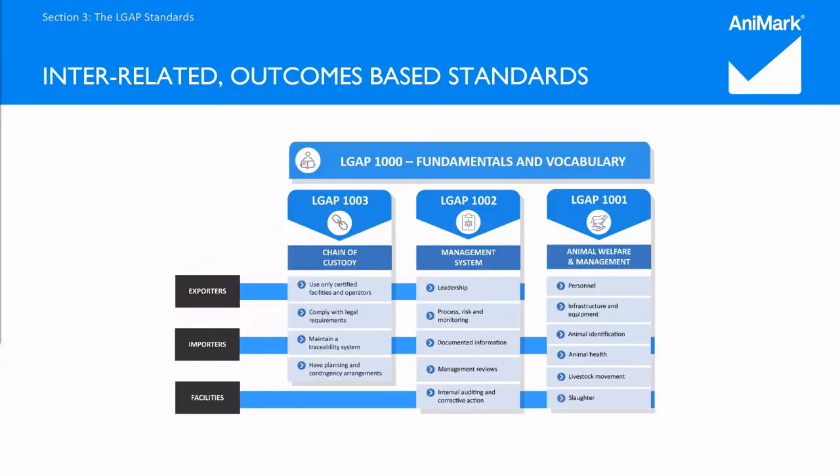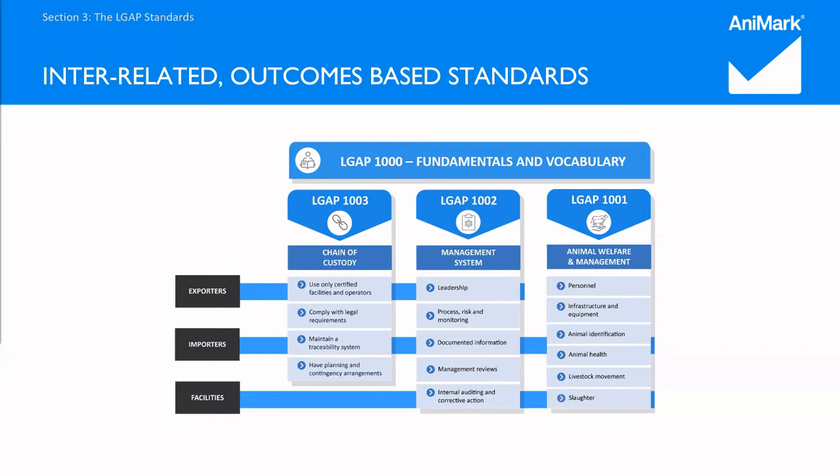The 4 standards under LGAP are interrelated. You can think of them as cogs in a machine. They each have their own job to do, but are interrelated and work together to deliver an overall outcome. Importantly, the LGAP standards have been designed to be outcomes-based, which is in keeping with expectations for standards we heard about earlier.